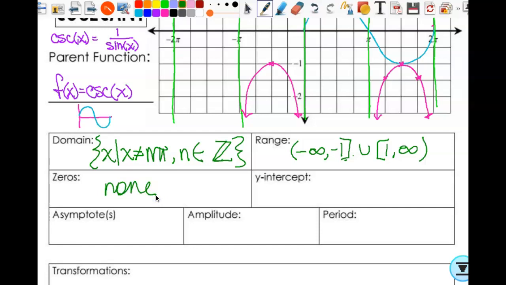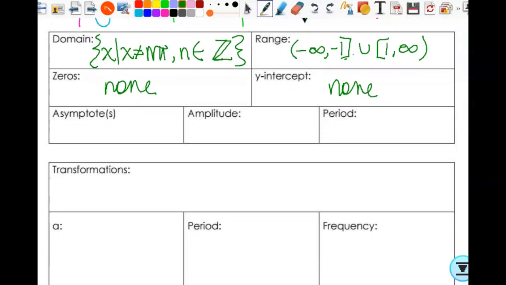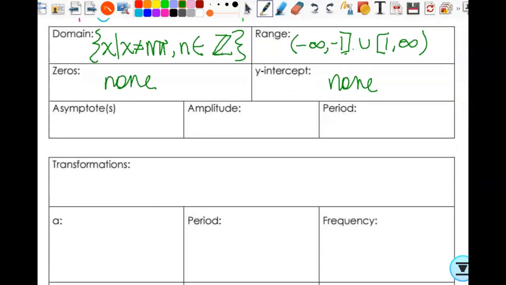Y-intercept? None, because I have an asymptote there, right? Asymptotes definitely have those. Those are directly tied to the domain, because that was the only thing affecting my domain. So this is not a set of x's, because these are equations of lines. X equals n times pi, where n is an element of the integers.